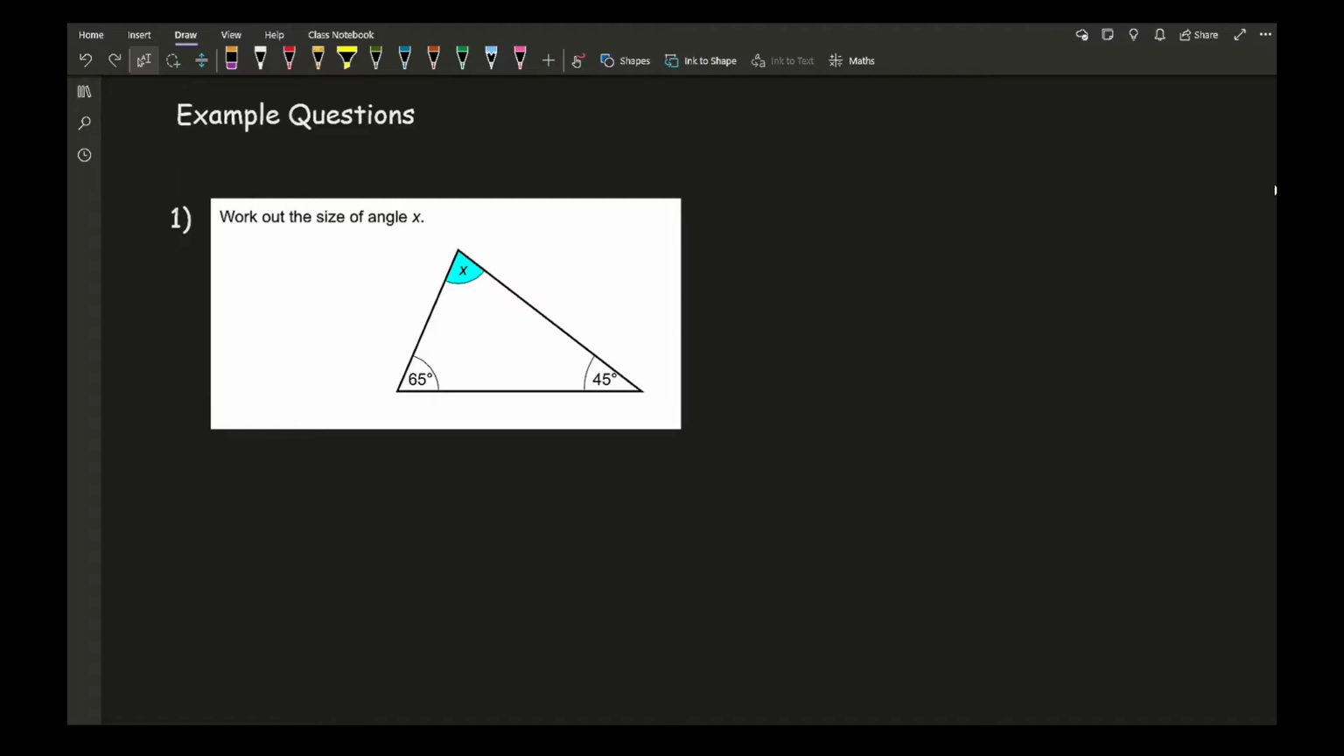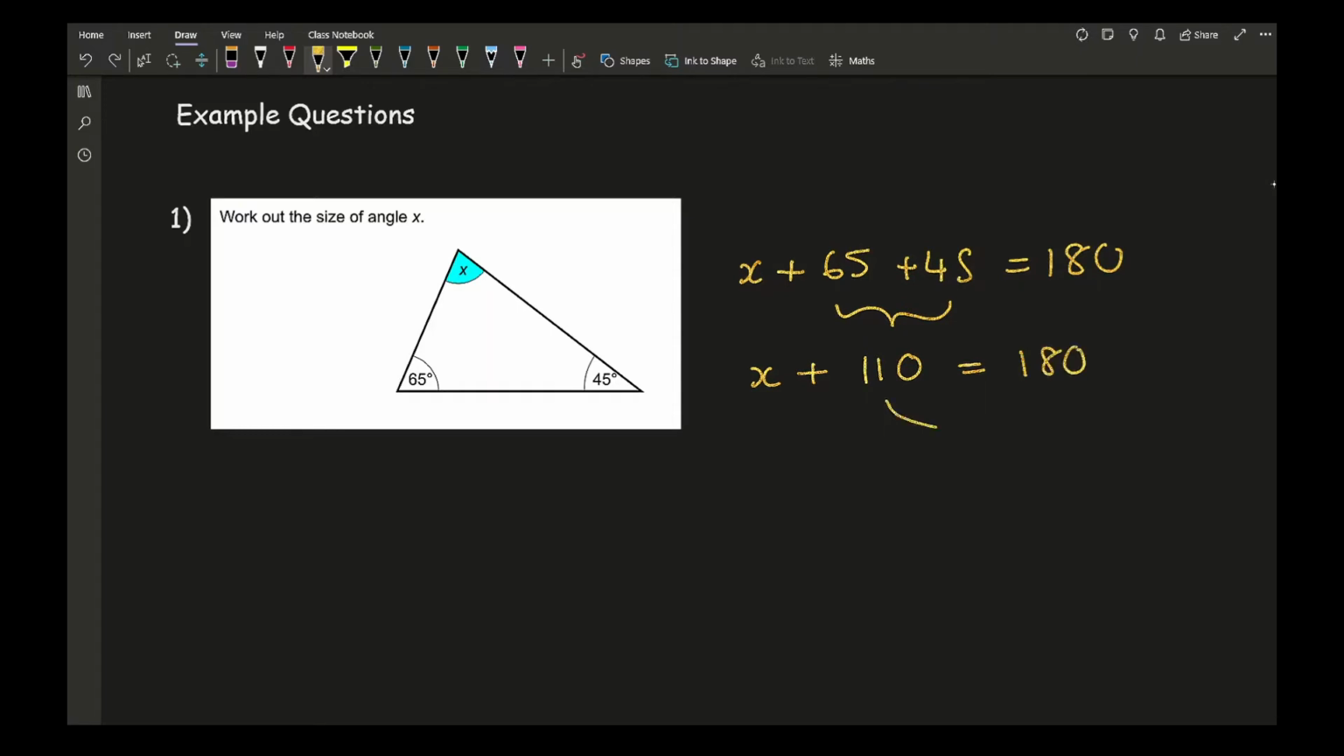So what we've got to do is remember the rule that the three angles added together add up to 180. So here, if I add x plus one of the angles, and the other angles, they all add up to 180. If I add up these two numbers, I'm going to get 110. So I need to find out what number I need to add to 110 to give me 180. Well, the opposite of adding 110 is to take away 110. So I've got x equals 70 degrees.